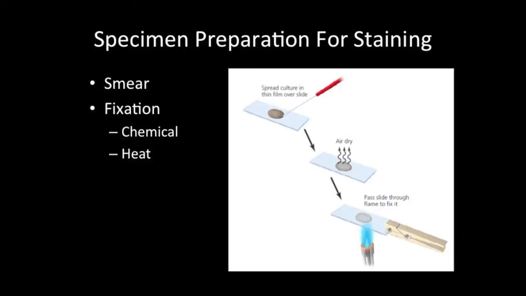Heat fixation will be performed each time you are asked to fix a sample of bacteria for staining this semester. Heat fixation serves to both kill the cells as well as attach them firmly to the microscope slide. Heat fixation helps to prevent the cells from being washed off the microscope slide during your staining procedure.